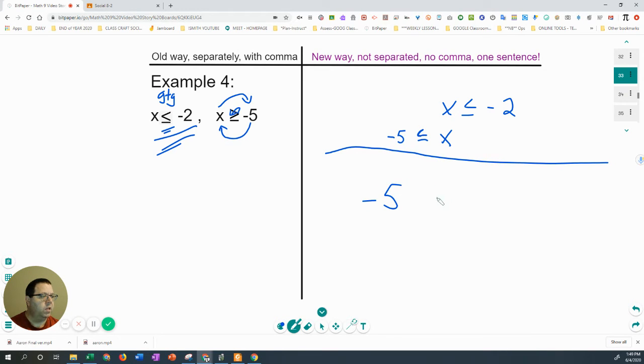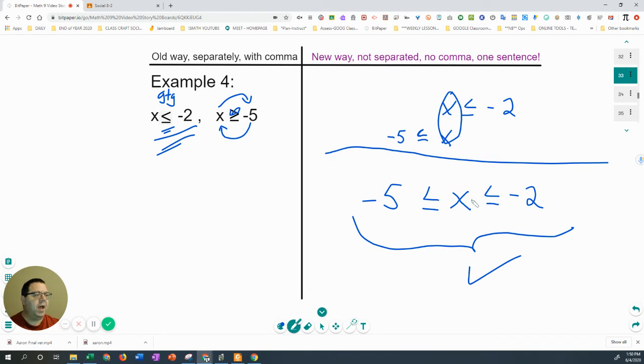Negative 5 is less than or equal to, you don't need two x's anymore. x occupies the middle position. That's why it's the middle part of the sandwich. The numbers are the outside pieces of bread. Don't you just love my analogies? I know you do. Okay? So that's one way of rewriting the separate boundary points all together. And this would be the left side, and this would be the right side.